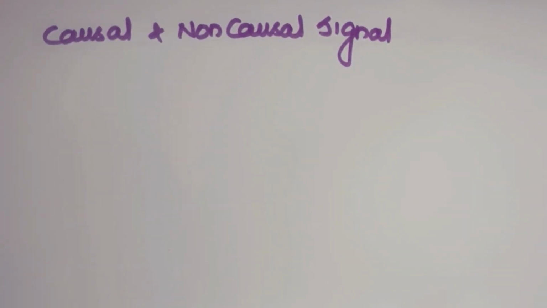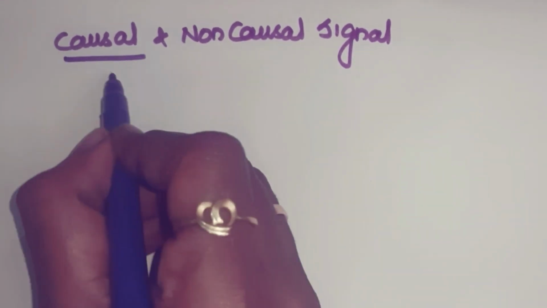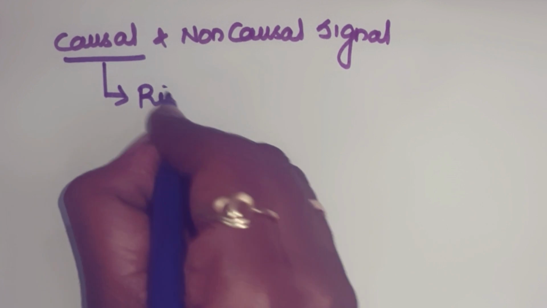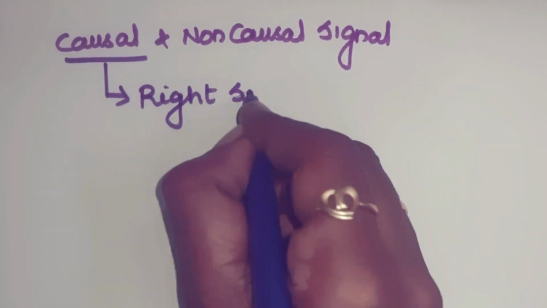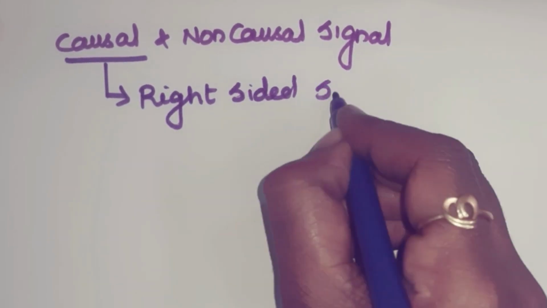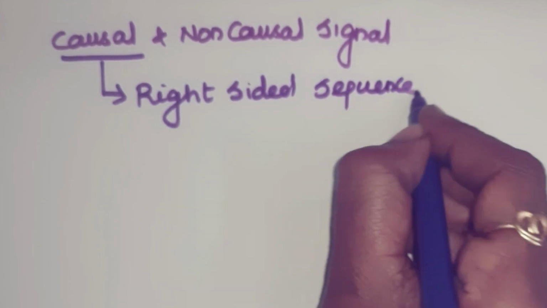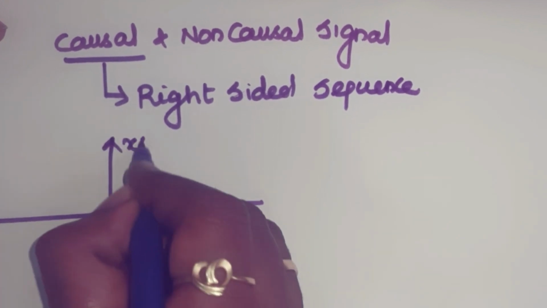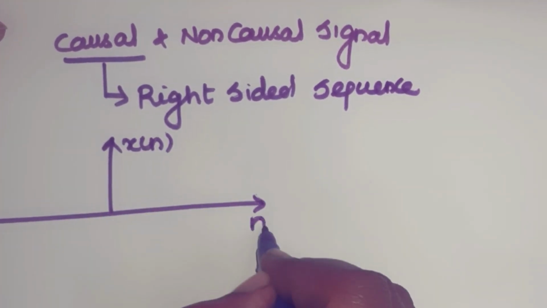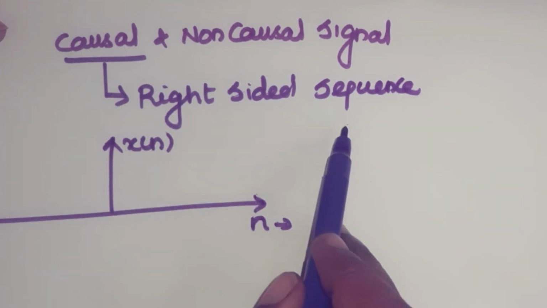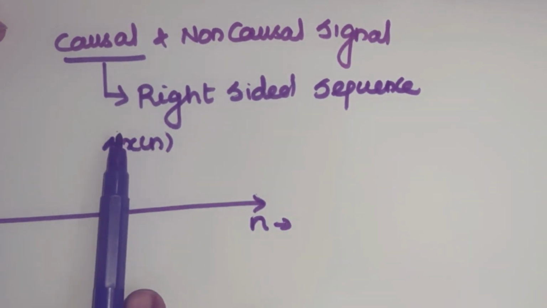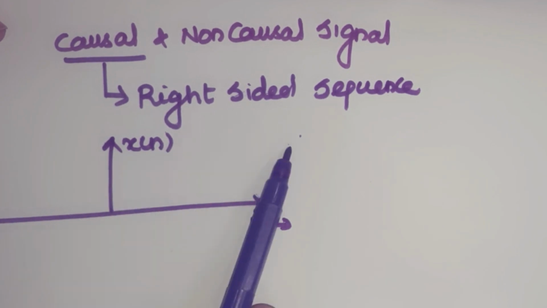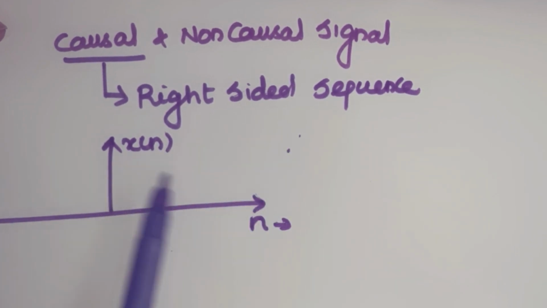In this video, we will see what is causal and non-causal signal. The other name for causal signal is right-sided sequence. So, x of n, and the x-axis is n. A right-sided sequence gets value only in this axis, that is, only on the right side. For positive values of n only you get the value for x of n.